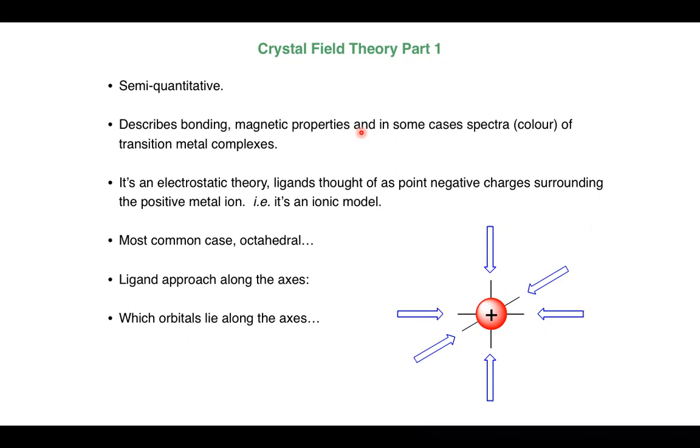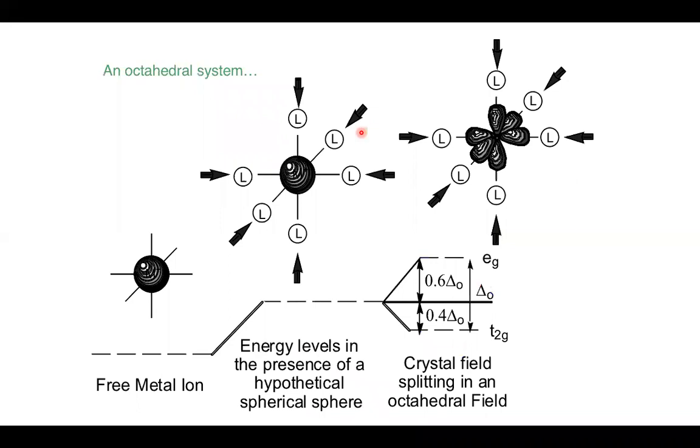But it works best for octahedral. It assumes that the ligands only approach along the axes, which means that it has the biggest effect on the orbitals which lie along the axis. So here is a look at how, if we have a free metal ion, then we have one with ligands, but the ligands all project equally onto the orbitals.